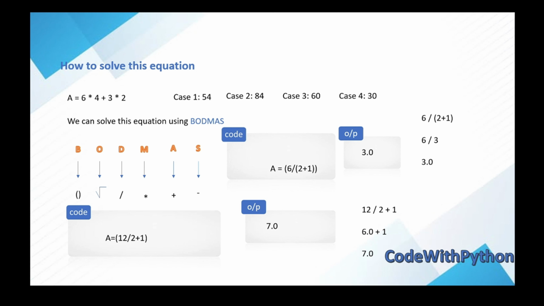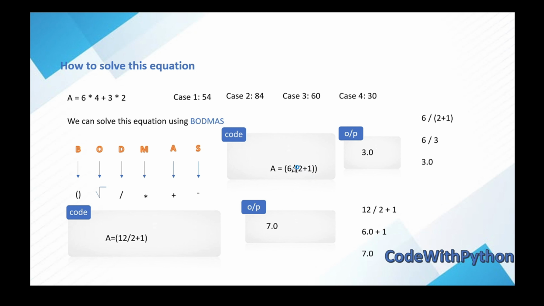So for example, the first example here: a is equal to bracket 6 divided by 2 plus 1, bracket close. So we have to follow BODMAS, right? We have to follow this sequence. Here we have brackets, right? So first we should go for this one.